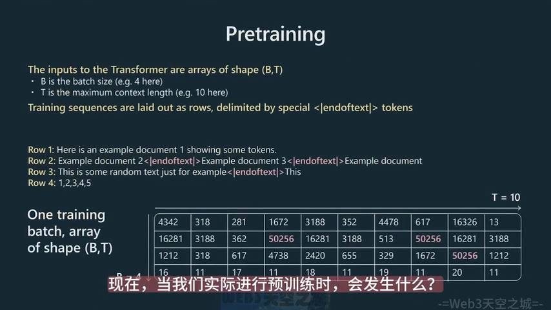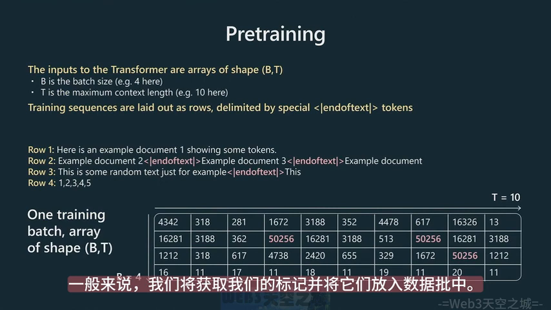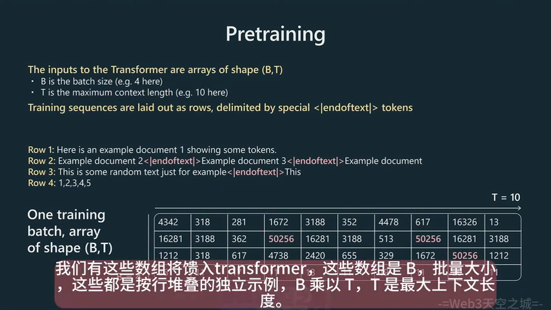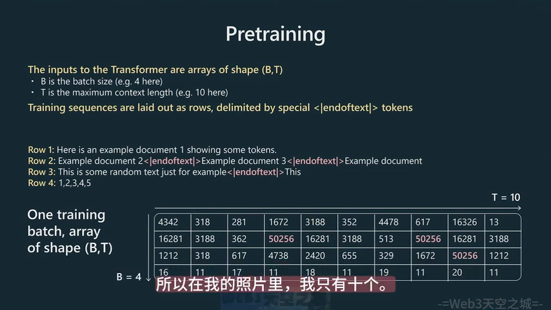Now, when we're actually pre-training, what happens? Roughly speaking, we are going to take our tokens and lay them out into data batches. So we have these arrays that will feed into the transformer. These arrays are B, the batch size, and these are all independent examples stacked up in rows, by T, T being the maximum context length. In my picture, I only have 10, the context length. So this could be 2,000, 4,000, etc. So these are extremely long rows.